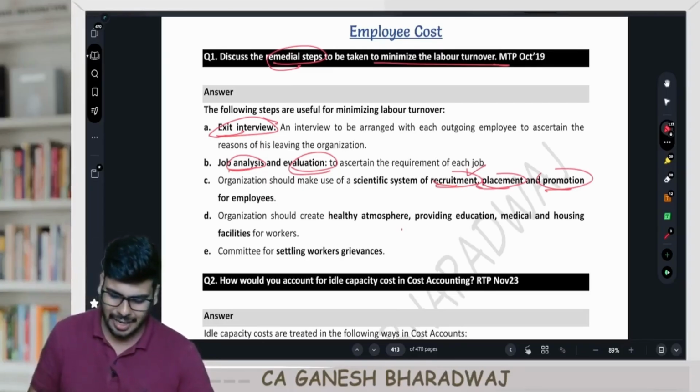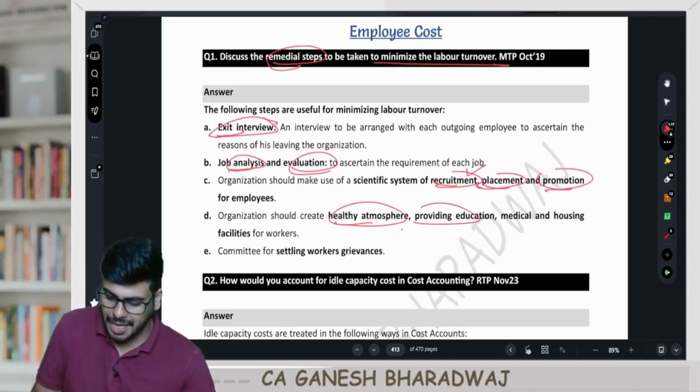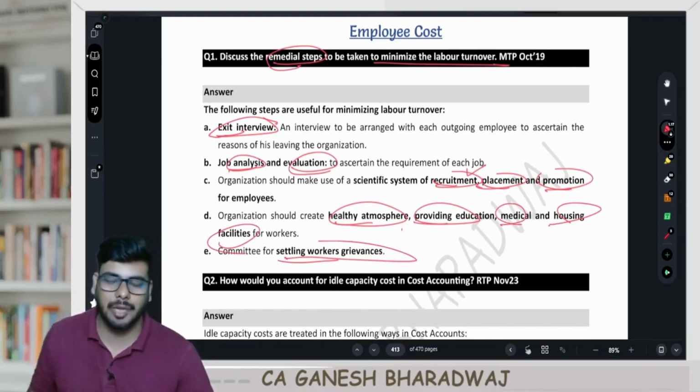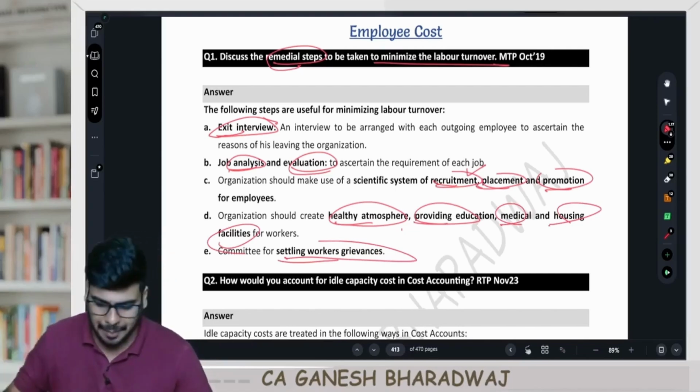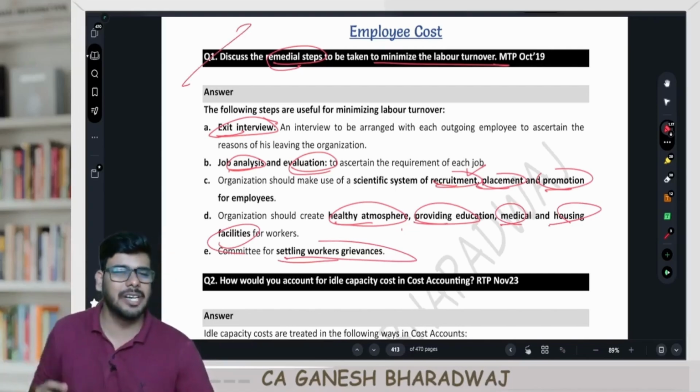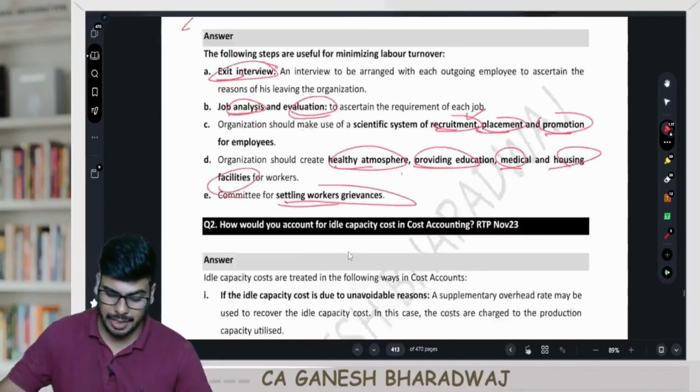So, all theory areas only. An organization should create a healthy atmosphere, providing education, medical, housing facilities for the worker. Committee for settling workers' grievance. So if they have a grievance, then you should have a separate committee to solve all these things. Just give it a reading once and finish it off. Clear with this, guys, right?